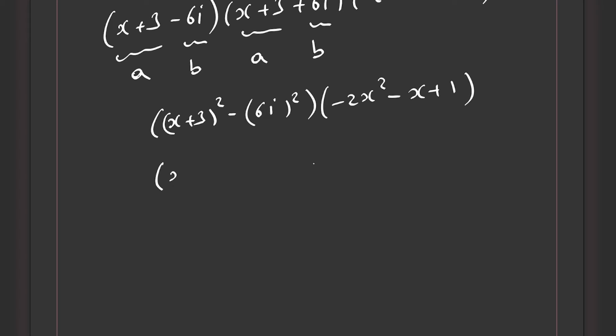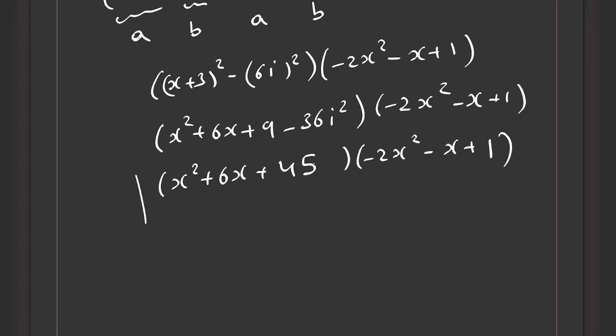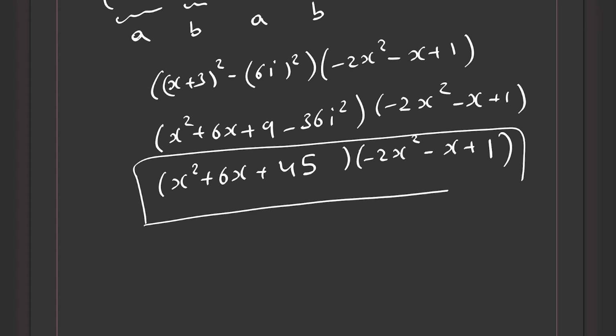So let's expand that. x plus 3 whole square is x square plus 6x plus 9, and minus 6i whole square is minus 36i square, times minus 2x square minus x plus 1. So i square value is negative 1, so it is 9 minus of minus 36, plus 36. So this thing will become 45. 9 plus 36 is 45. So minus 2x square minus x plus 1, right? So this is your factored form of your original polynomial, right?